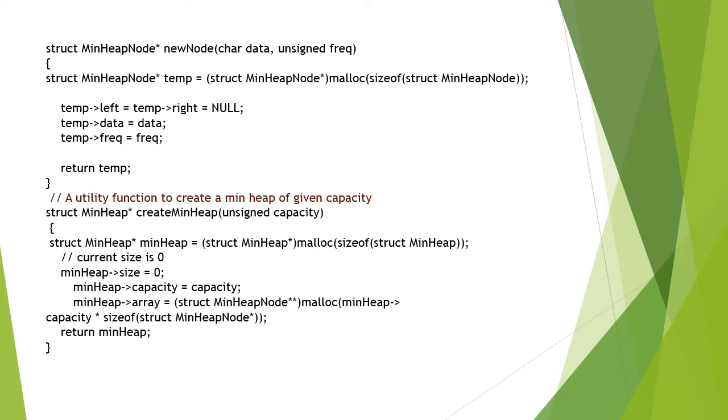And for the structure MinHeap, we are going to pass the parameter capacity. The struct MinHeap is declared, we are dynamically allocating the memory for it, and the current size is declared 0, and the MinHeap capacity is assigned with the capacity, and the array is dynamically allocated with capacity star size of struct MinHeapNode pointer, and we are going to return the MinHeap.